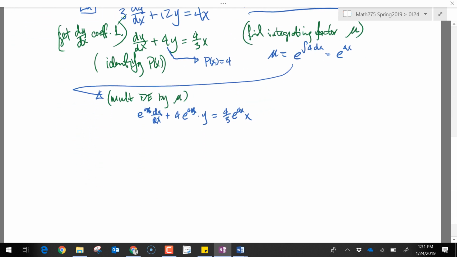Okay? Is that part clear? What, you can't read my writing? All right, so e to the 4x times dy/dx plus 4 e to the 4x times y equals 4/3 times e to the 4x times x.